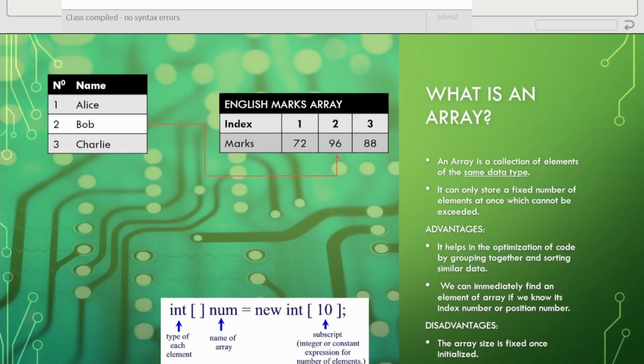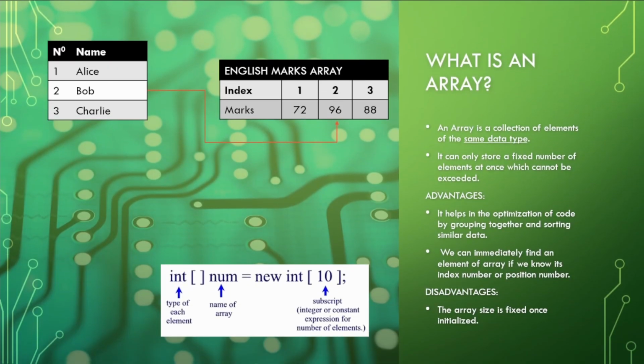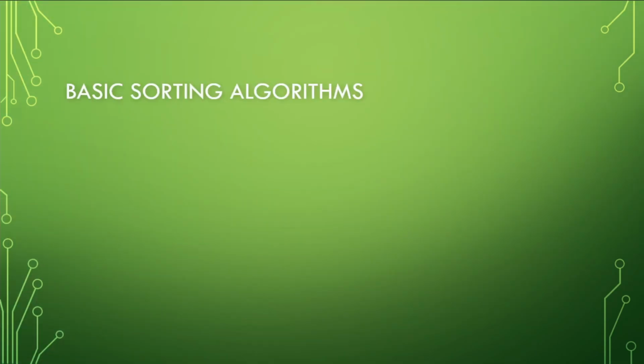So let's get back to the presentation and move on to the various sorting algorithms there are in Java. So we have the bubble sort and the selection sort. These are the two most basic sorting algorithms, and they're also the simplest to understand.